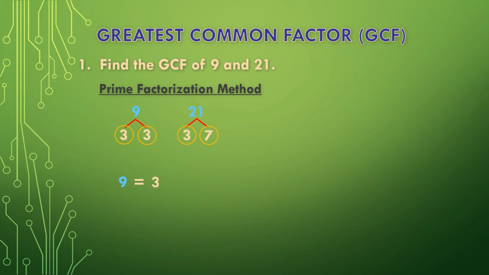Let's now copy the prime factors that were extracted. 9 is equal to 3 times 3. 21 is equal to 3 times 7. We have expressed 9 and 21 as products of their prime factors. So let's now identify the common factors. We can see here that we only have one factor that is common to both 9 and 21, and that is 3. So, the GCF of 9 and 21 using the prime factorization method is 3.